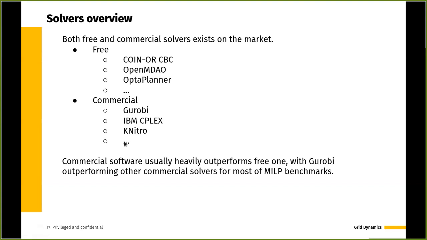There exist a lot of different solvers on the market, both free and commercial. So I listed just 3 of them in each of the categories. The second one of the 3, OpenMDAO, is made by a NASA institution, for example. OptaPlanner is open source optimization software for Java, if you'd like. Of the commercial ones, the best one is Gurobi. We will compare Gurobi here with the COIN-OR CBC solver. Also, there exist IBM CPLEX and Knitro. Just so you hear the names that such software exists. And as we will see on the next slide, commercial software usually heavily outperforms the free one.